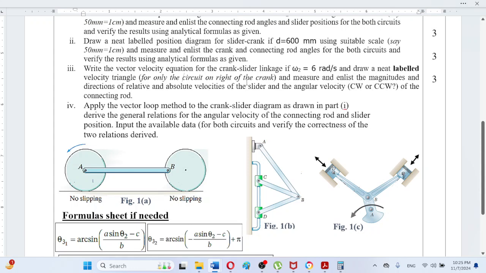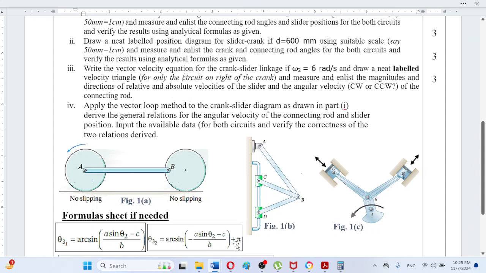but I have drawn the velocity triangle for both circuits, and measured and listed the magnitudes and directions of the relative velocities and absolute velocities of the slider, and the angular velocities, meaning clockwise or counterclockwise, and you will also be mentioning the orientation of the connecting rod.